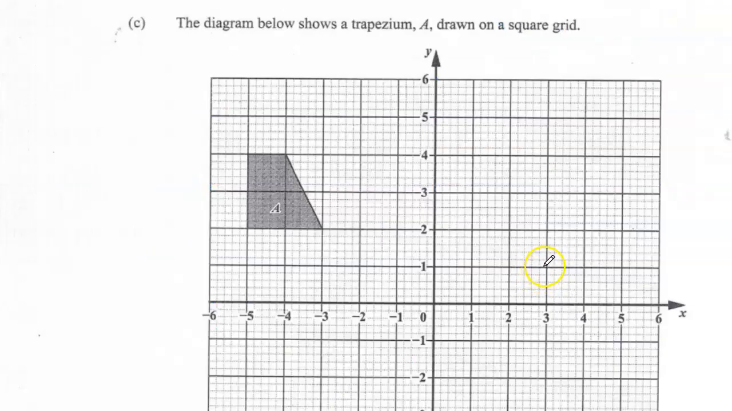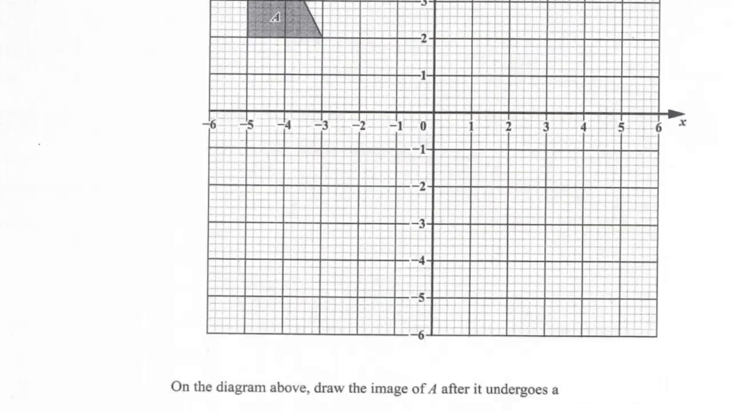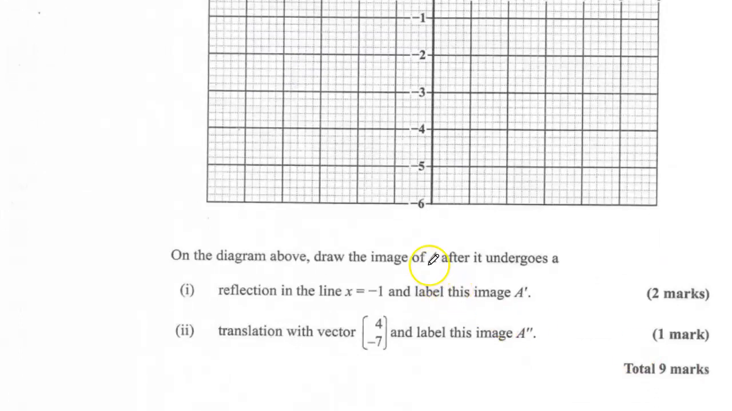The diagram below shows a trapezium A drawn on a square grid. What are we asked now? On the diagram above, draw the image of A after a reflection in the line x equal to negative 1. Label the image A prime there, and then do it when it undergoes a translation by the vector (4, negative 7). I will give that labeling there, A double prime there.